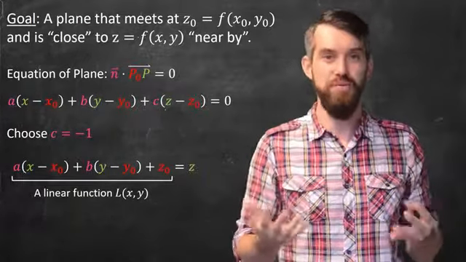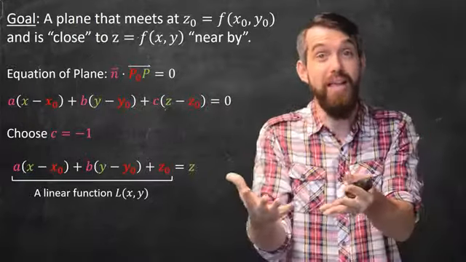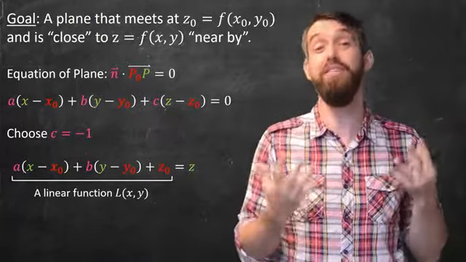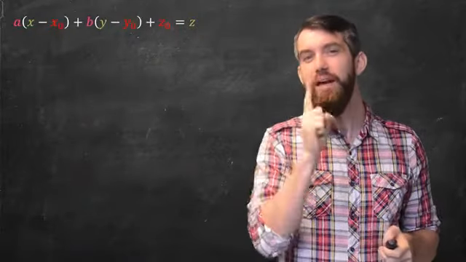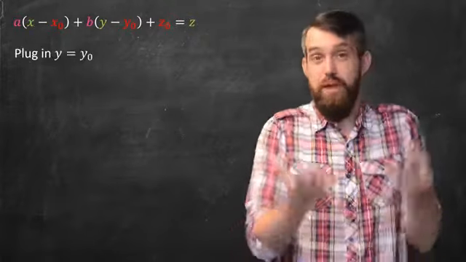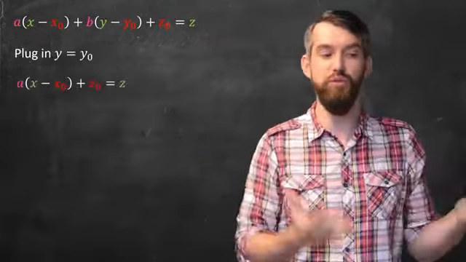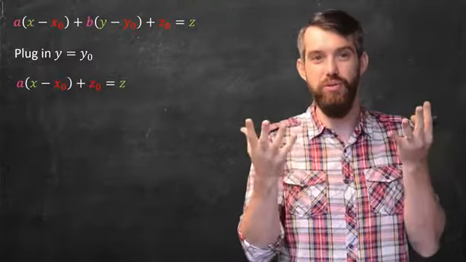So how do we do that? Remember, our condition is we want the approximation to be close, nearby, in some sense that we haven't yet specified. Well, let's take that formula, and let me plug in first the value y equal to y0. So I plug the number in, and the second term goes away, and I'm just left with a times (x minus x0) plus z0 equal to z.